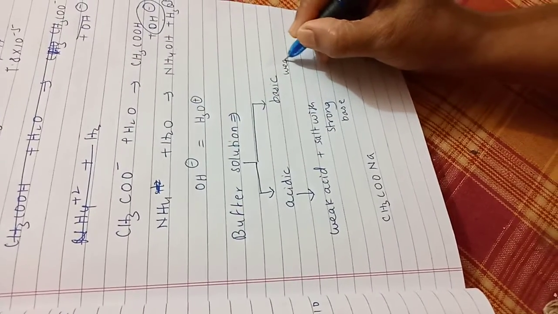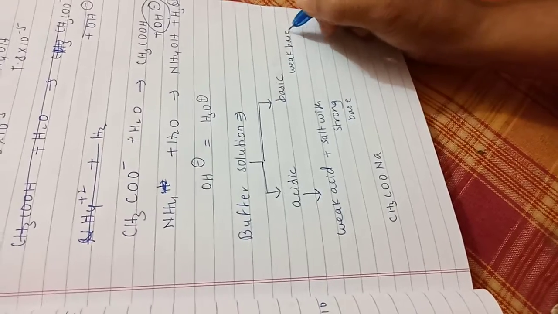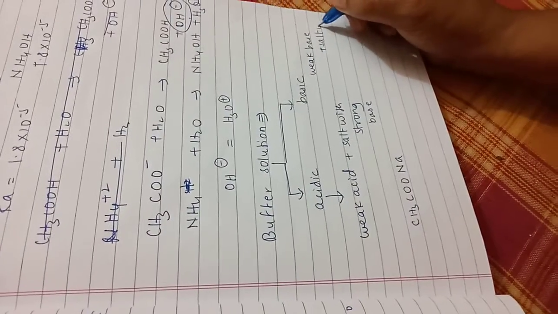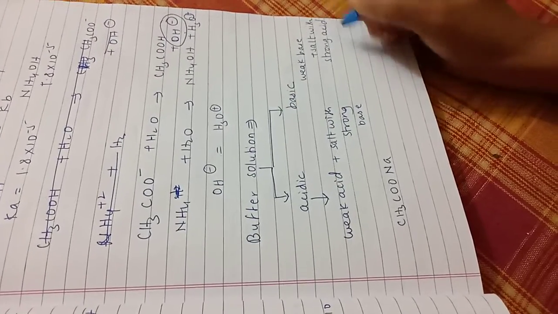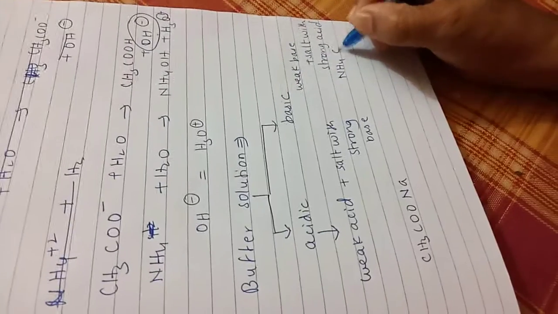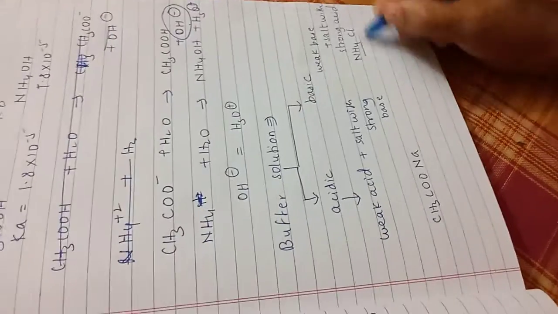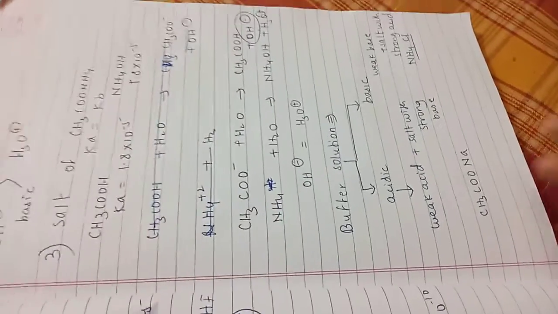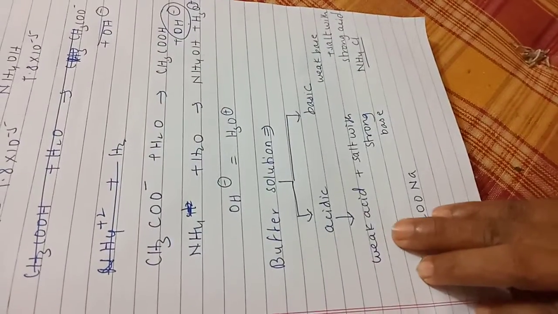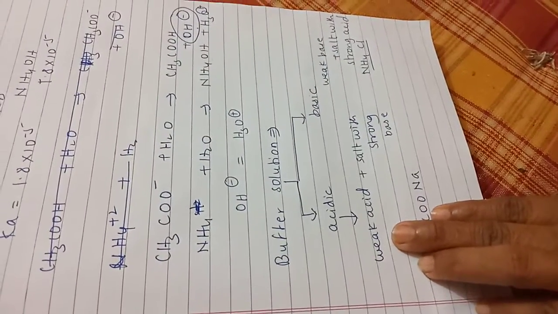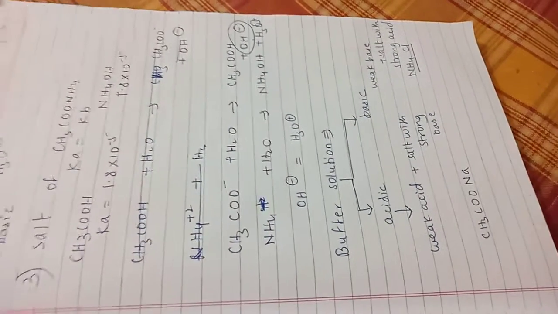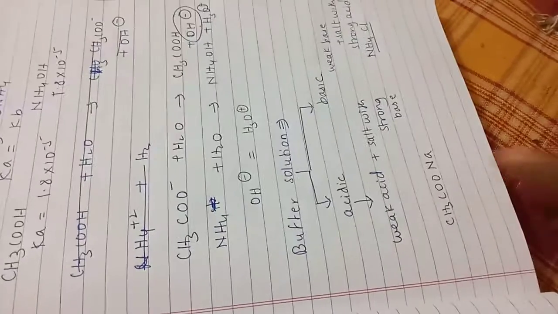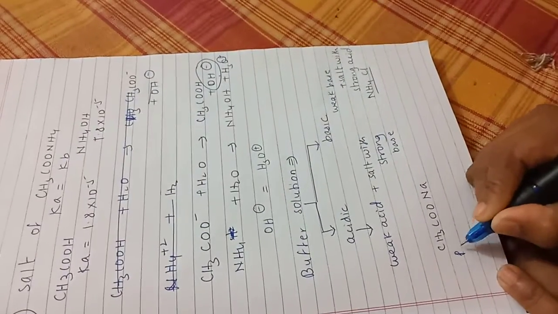Basic buffer solution is the solution of weak base and its salt with strong acid. Who is weak base? Ammonium, and strong acid is hydrogen chloride. So ammonium chloride is a weak base with its salt with a strong acid, and acidic buffer solution is the solution containing weak acid and the salt of weak acid with a strong base, sodium hydroxide. कळतं?